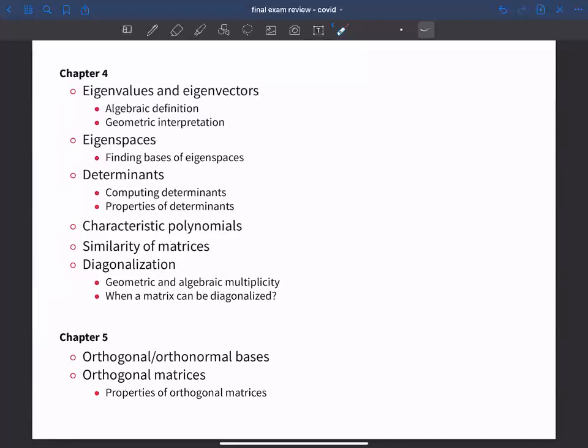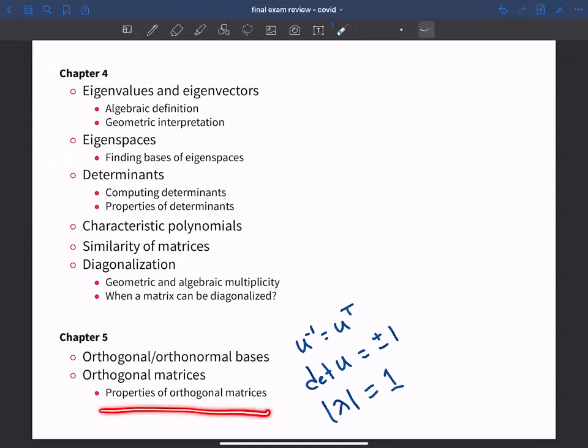So for example, if U is an orthogonal matrix, then U inverse is just equal to U transpose. We know that the determinant of an orthogonal matrix is going to be plus or minus 1. We know that the eigenvalues are going to have absolute value equal to 1, and a few other things. So orthogonal matrices are really nice, and they have a lot of nice properties that you should make sure you're familiar with.